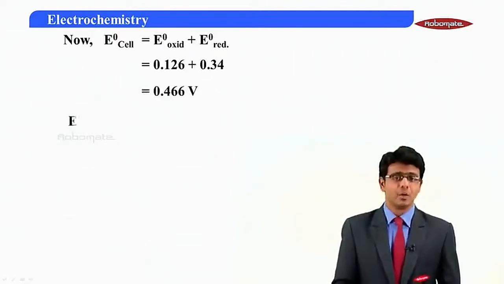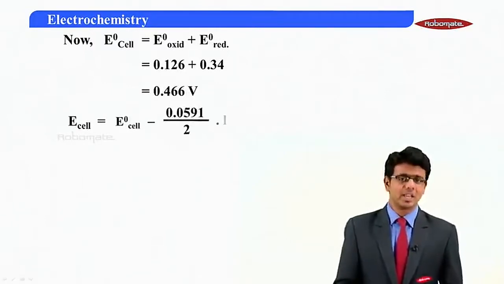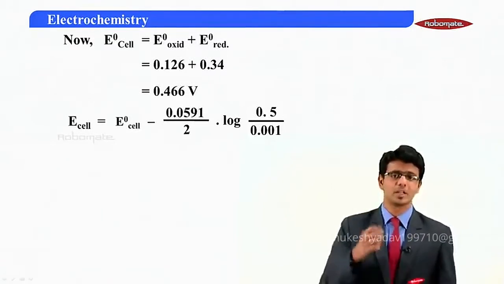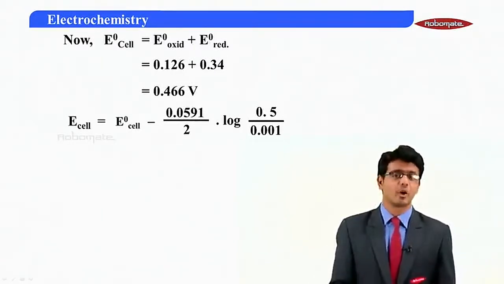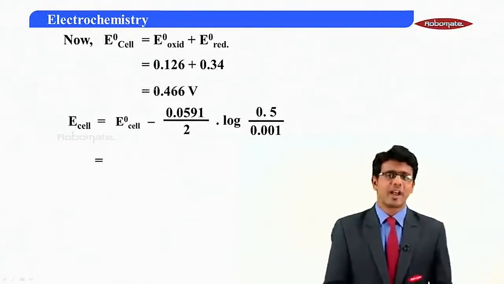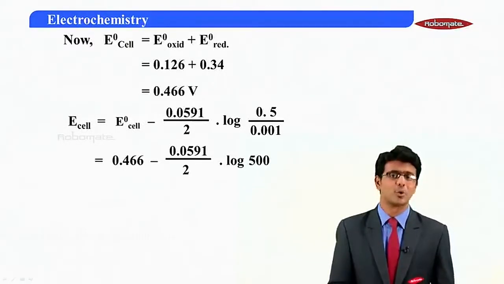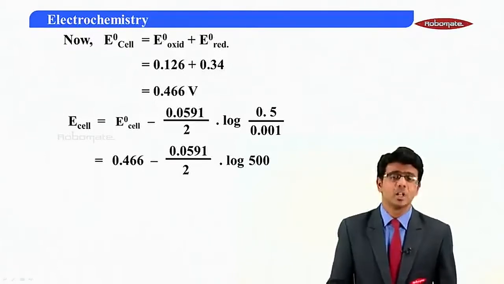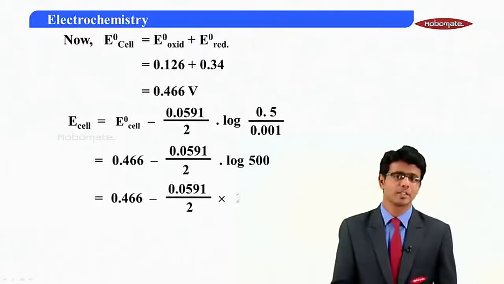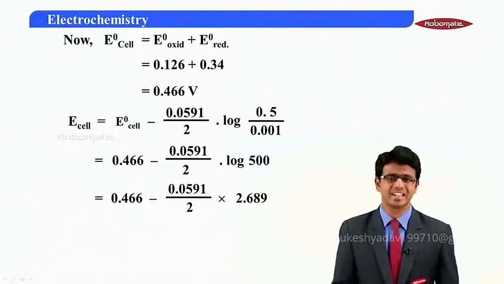Okay. So now we can easily find E cell, which is equal to E naught cell minus 0.0591 upon 2 log to the base 10. Concentration of Pb2 plus is 0.5. Concentration of copper ions is 0.001. Alright. So here substitute the value of E naught cell as 0.466 minus 0.0591 upon 2 log of 500. So on simplification, we have 0.466 minus 0.0592 upon 2. Log of 500 is precisely 2.689.